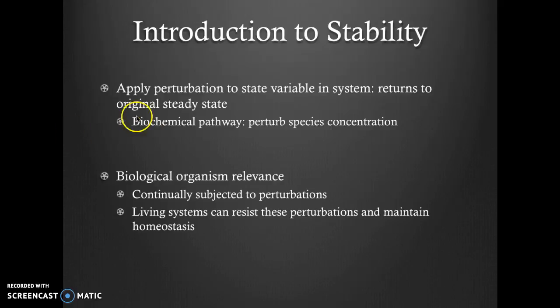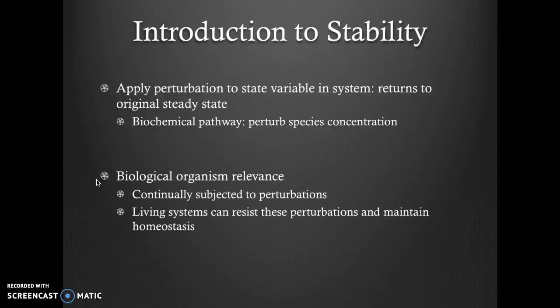Another really important idea of stability in the real world is biological organisms. They are continuously subjected to perturbations. These perturbations can originate from external influences such as changes in temperature, light, or nutrients. Perturbations can also arise internally due to the nature of molecular events or by genetic variation. One of the most remarkable and characteristic properties of living systems is their ability to resist such perturbations and maintain steady internal conditions.